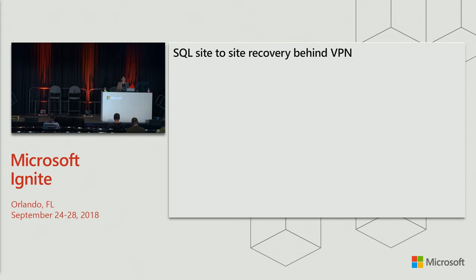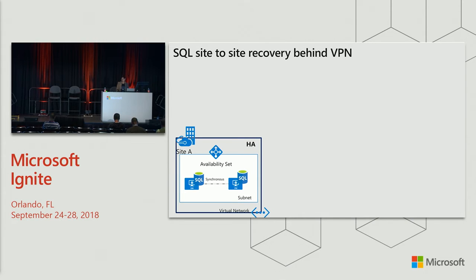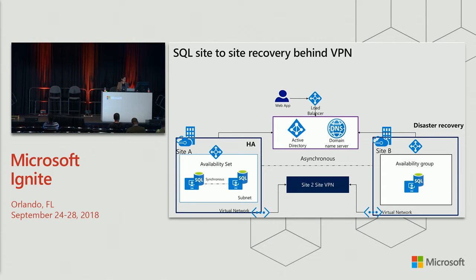The first one I'll be talking through is how you can do site-to-site recovery behind a VPN. In your site A, you deploy the SQL HA template. You have 2 SQL VMs within an availability set in site A, which is going to give you HA. To have disaster recovery, you can configure a site-to-site VPN and have a standalone SQL replica in your site B, which will be part of an availability group. That's a way you can achieve DR and HA.